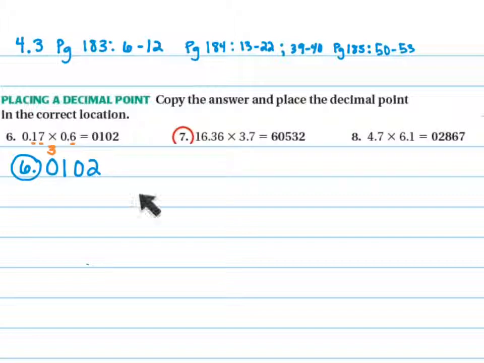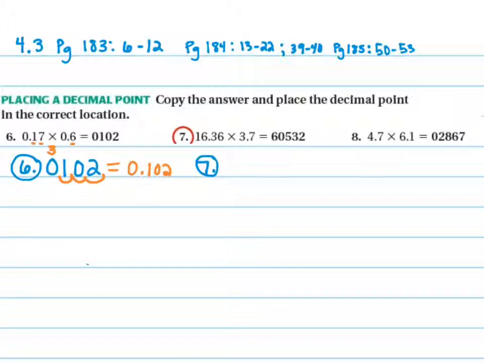Now I'm going to start at the far right of the number, at the end of the number, and I'm going to count back to the left 3 spots. Once you've moved it 3 spots, that's where you're going to put your decimal, and I want you to rewrite it so it looks nice and neat. So we have 0.102. And that's how you're going to do it.